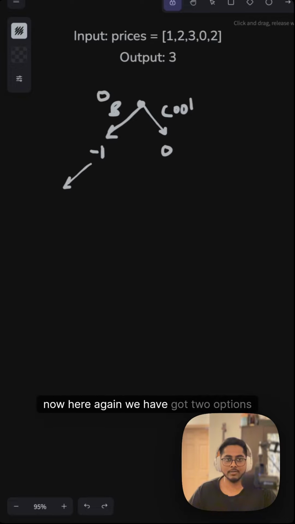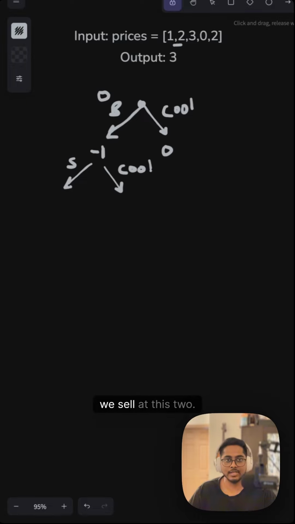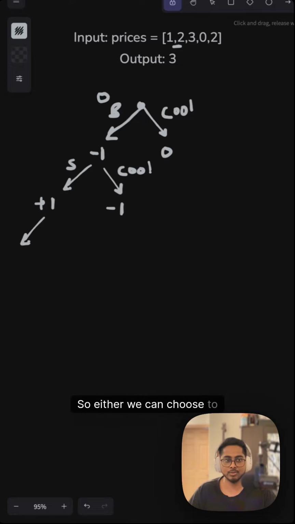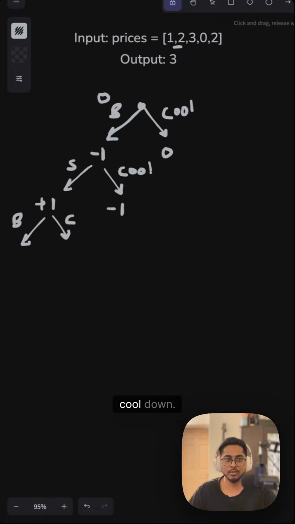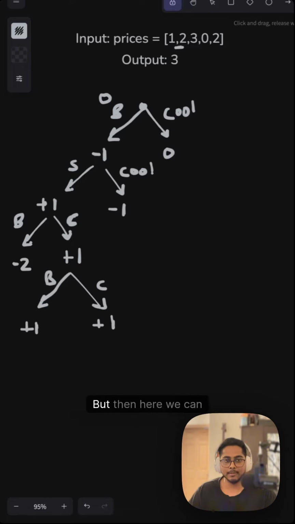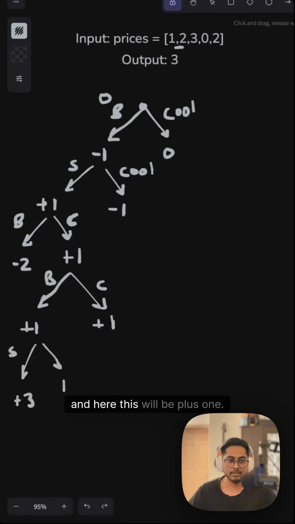Now here again we have got two options, either to sell or cool down. So if we sell at this 2, -1 plus 2 is +1 and here is -1. So now we are at +1. Either we can choose to buy or we can choose to cool down. If we cool down, it's +1, or this is -2 because +1 minus 3 is -2. Here we again got two options, either to buy or cool down. So if we buy, it's still +1 and here also it's +1, but then here we can sell and this will be +3 and here this will be +1.